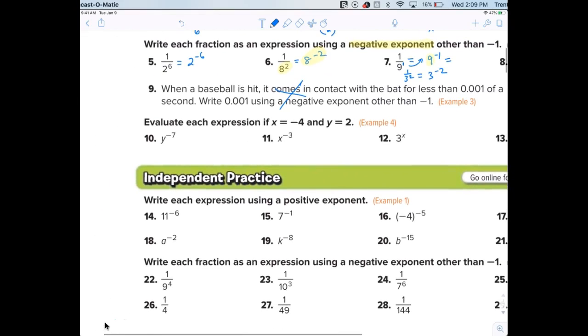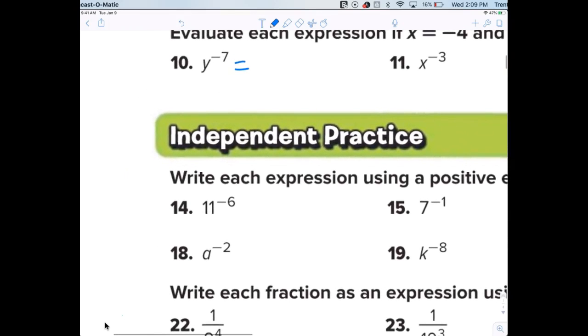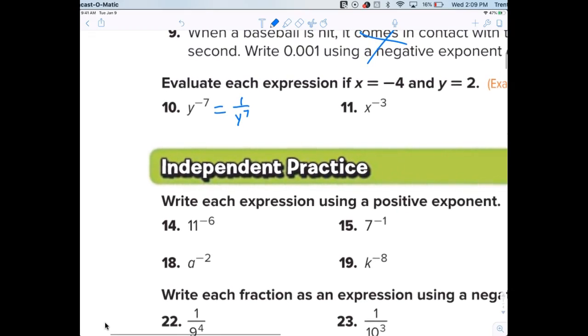All right, here we go. Jensen, let's go. Tell me first, I don't want you to look at the number. I just want you to tell me, what is y to the negative 7? 1 over y to the power of 7. Yes, everybody's got to write that down. 1 over y to the 7. Now, what is y in this case? 2. Right? So now we have 1 over 2 to the 7th.